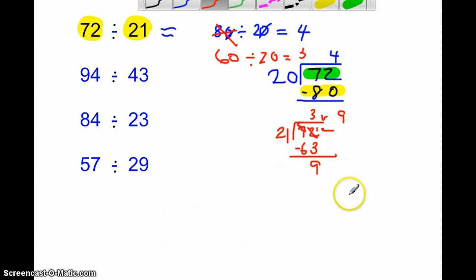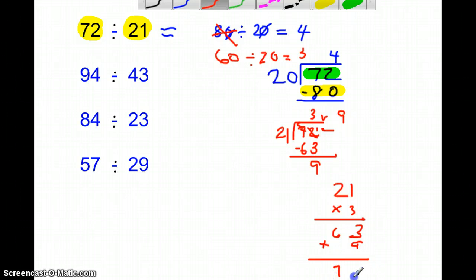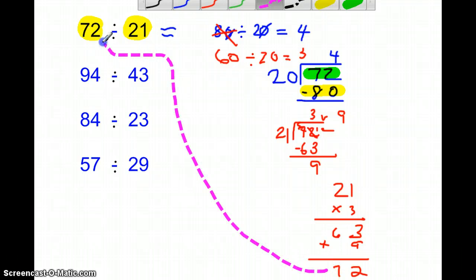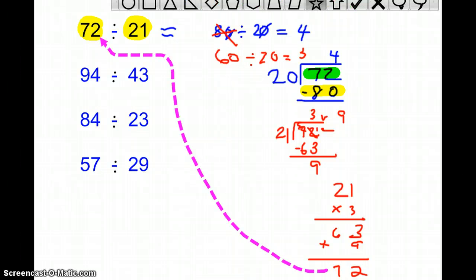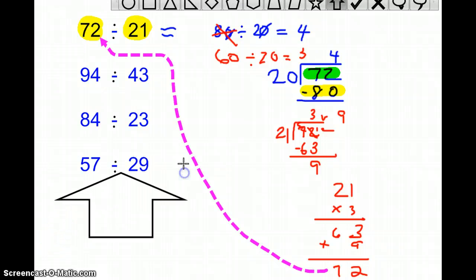So now let's check it. 21 times 3 is 63, plus 9 equals 72. So are we correct? Yes, indeed, we are correct because we are just that outstanding. Hooray for us. We got it right.